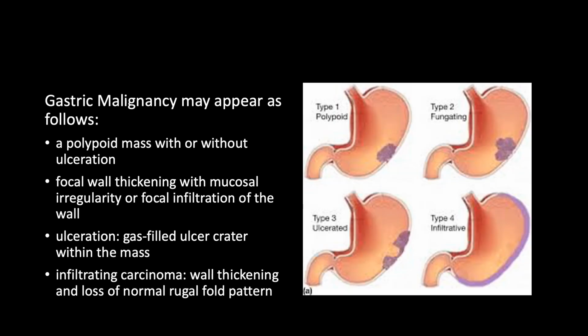According to the Borrmann classification, gastric malignancy may appear as the following. It may be a polypoid mass with or without ulceration, a focal wall thickening with mucosal irregularity, or focal infiltration of the wall. It may appear as an ulceration with a gas-filled ulcer crater within the mass, or it may represent an infiltrating carcinoma with thickening and loss of the normal rugal fold pattern.